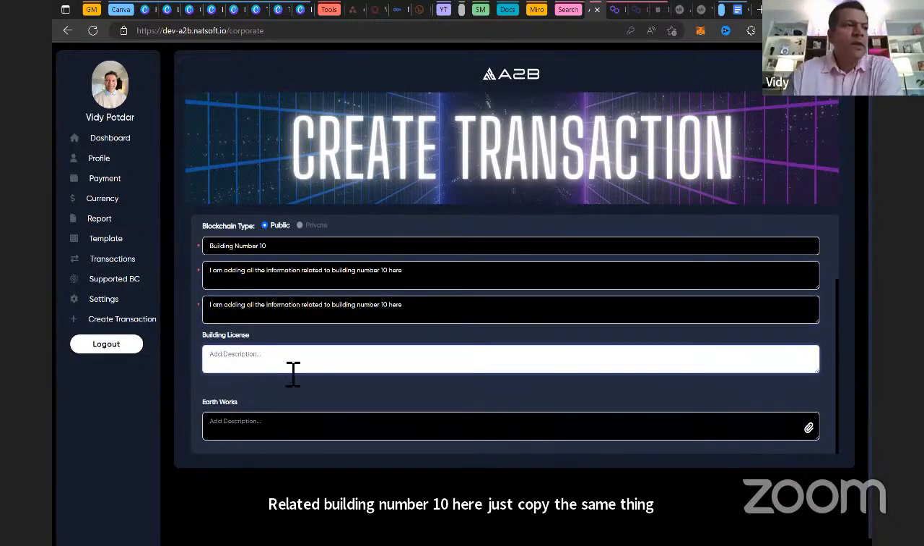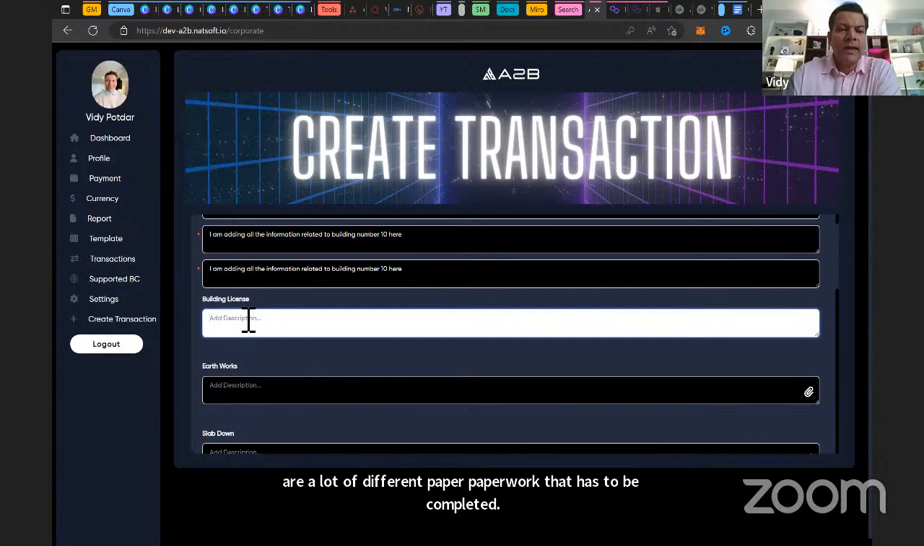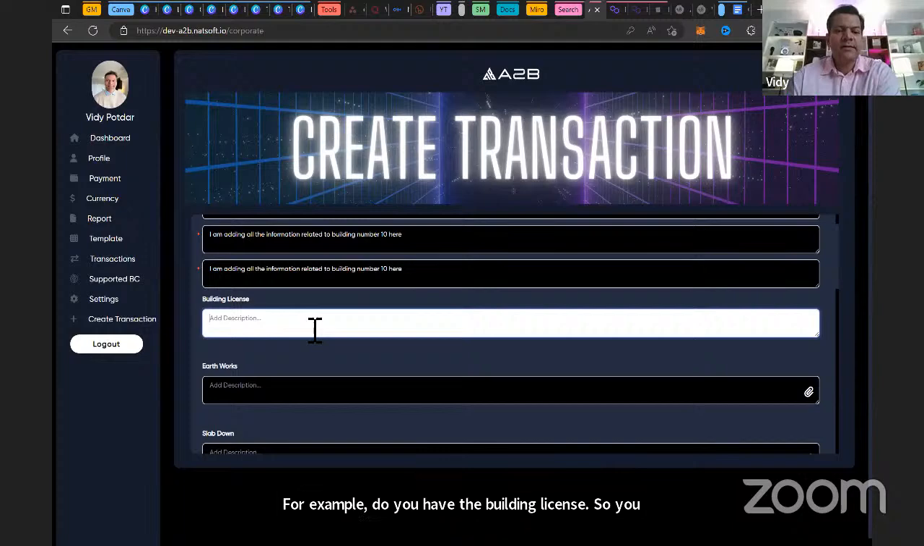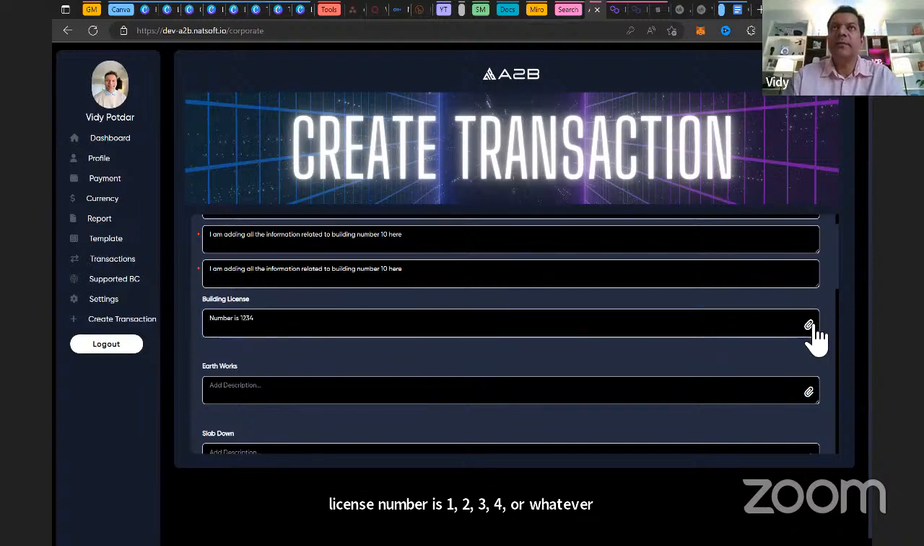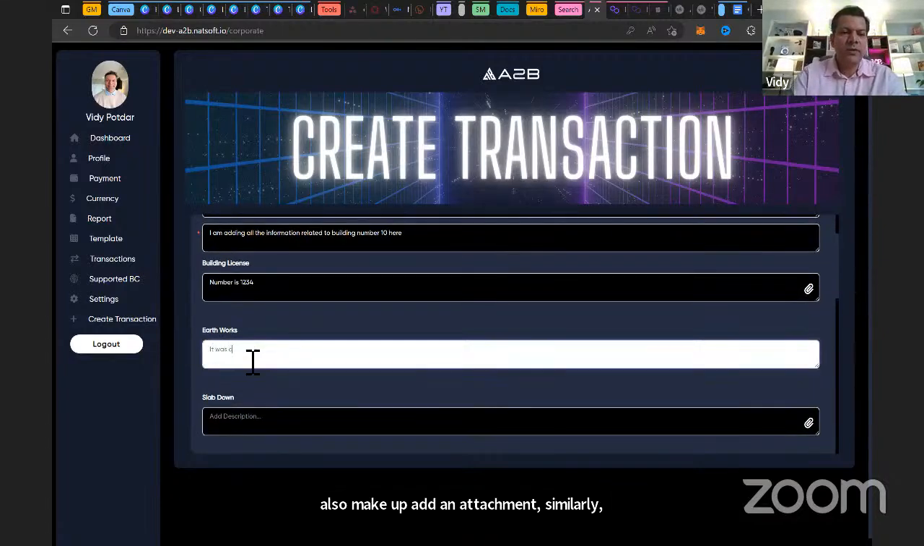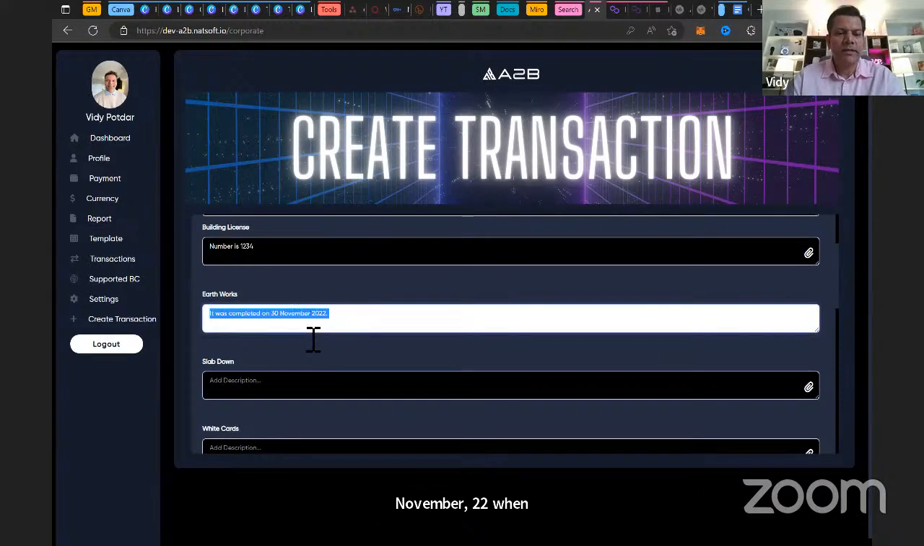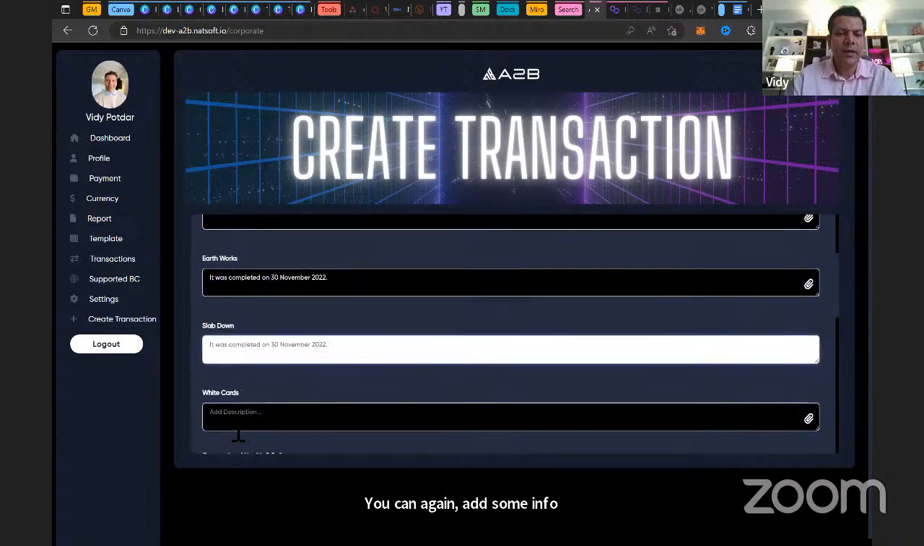And now here you can see when you're building a house, there is a lot of different paperwork that has to be completed. For example, do you have the building license? So you can either add the building license here. The building license number is 1, 2, 3, 4 or whatever, or you can also add an attachment. Similarly, earthworks, you can say it was completed on 30th November 2022. When was the slab done? You can again add some information like that.